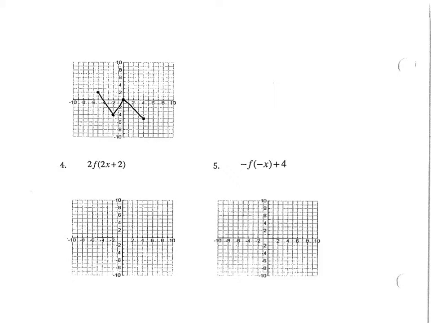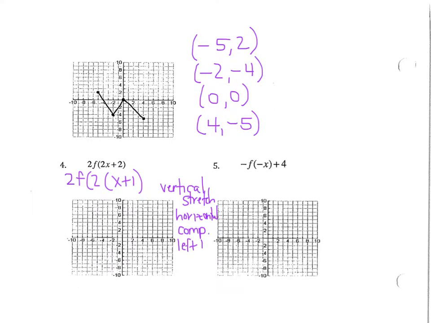Now is a good time for you to stop, hit pause, and give the next 3 examples a try. Do it in pencil so that if you make any mistakes, you can go back. Take your time as you are doing it. Notice that I remembered to write the 4 points that made up my parent function. Then in number 4, I factored out the 2 on the inside and wrote the transformations that were happening.